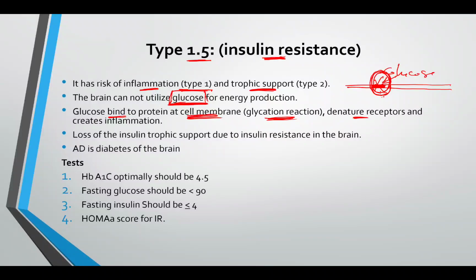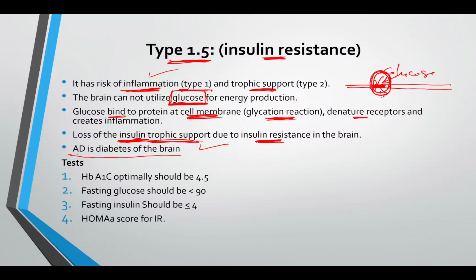That's why this type carries the characteristics of inflammation. What about the loss of trophic support? Because the insulin does not work in the brain, the glucose cannot enter the cell. We understand that insulin leads to entrance of glucose into the cells for metabolism and to make energy. Insulin is also an anabolic hormone and helps in growth of the brain cells. If insulin loses its trophic support function due to insulin resistance, it means the cells cannot see the insulin and the insulin does not produce its action. We call it insulin resistance in the brain. So we lost the trophic support of the insulin. That's why this type has characteristics of inflammation and of loss of trophic support.